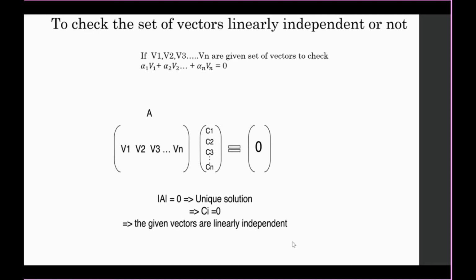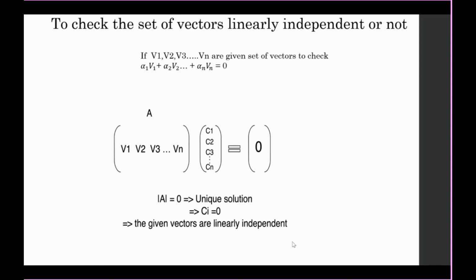What is the reason? Because we know that if the determinant of A is not equal to 0, actually there is a printing error here. If the determinant of A is not equal to 0, that means we have a unique solution. Unique solution means what? A homogeneous system of equations has a unique solution if all the unknowns are equal to 0. So all c must be equal to 0. That means the given vectors are linearly independent.